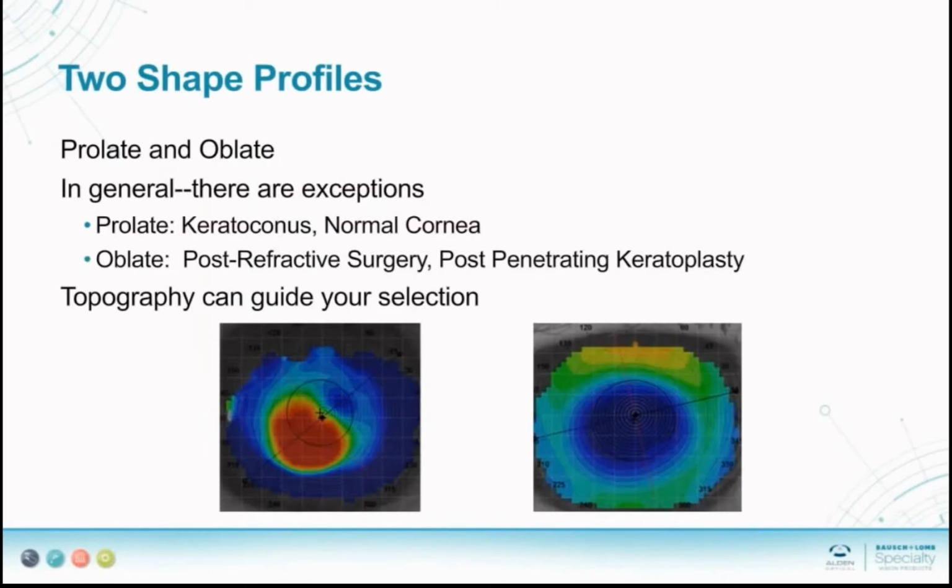The next step in selecting the first diagnostic lens is determining the shape profile. There are two separate shapes, prolate and oblate. Prolate means that the central curve is steeper than the periphery. Conversely, the oblate central base curve is flatter than the periphery, similar to a reverse geometry lens.